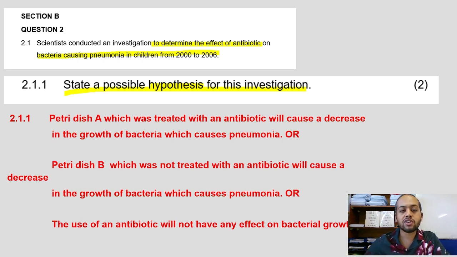Now remember that whenever you are stating a hypothesis, it's a prediction. So what you predict to happen in the experiment. Therefore you have possible answers. There are three possible answers here. It may not necessarily be one answer only that is going to be correct.